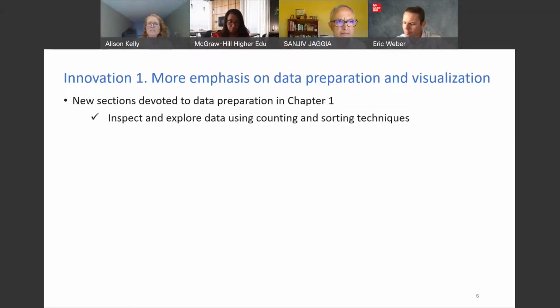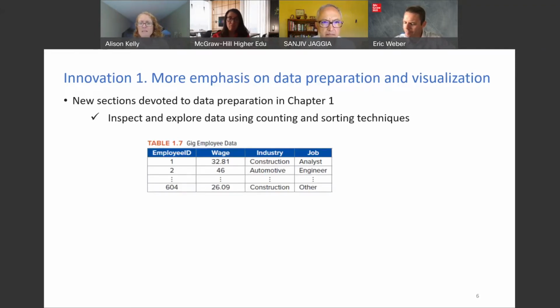So what do we do in Chapter 1? Well, this is an example from the textbook where we have a company that matches employees with short-term engagements. We have 604 observations, and in this chapter, we're just trying to let students get a feel for what they should be doing with raw data, maybe understanding how many missing observations they have. What should they be doing with those missing observations?